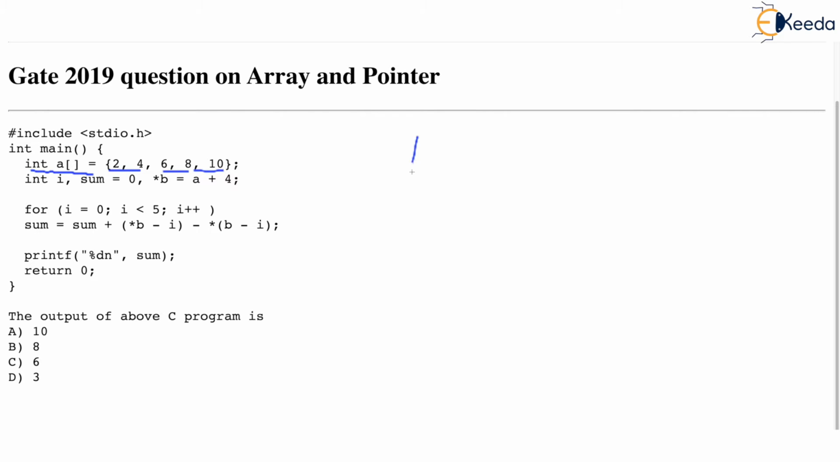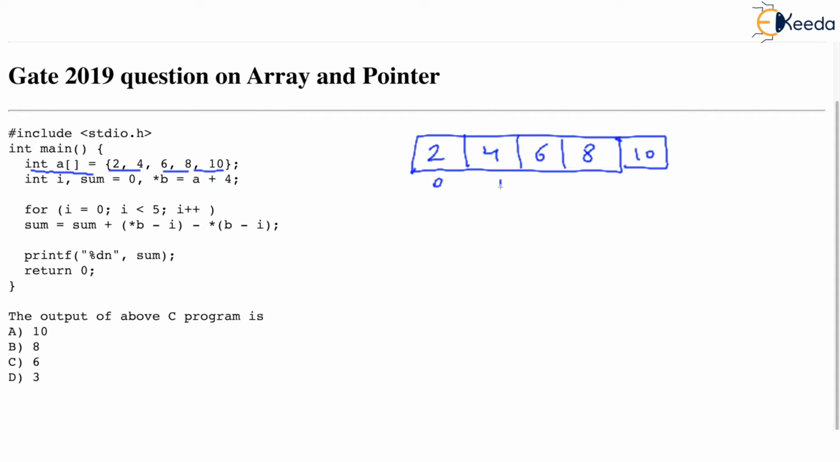So you can imagine that in the memory there is an array storing 2, 4, 6, 8 and 10 sequentially with indexes 0 to 4, and you can imagine the base address of the array as 100 or any other address, and the name of the array itself is the address of the array. Now we have some variables here: i, sum equal to 0, *b equal to a plus 4.